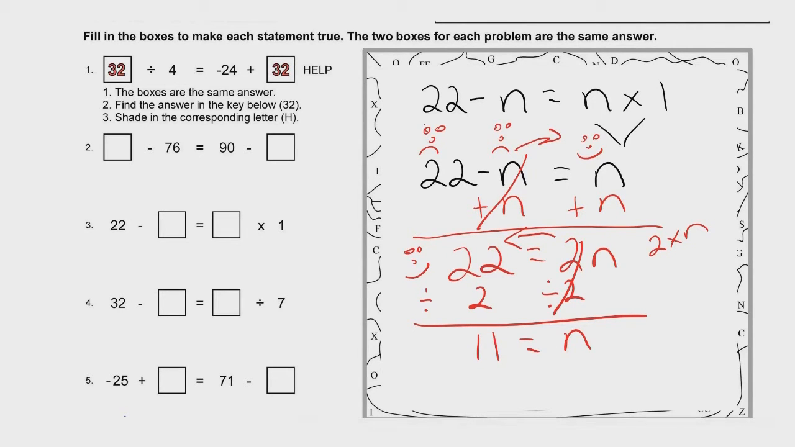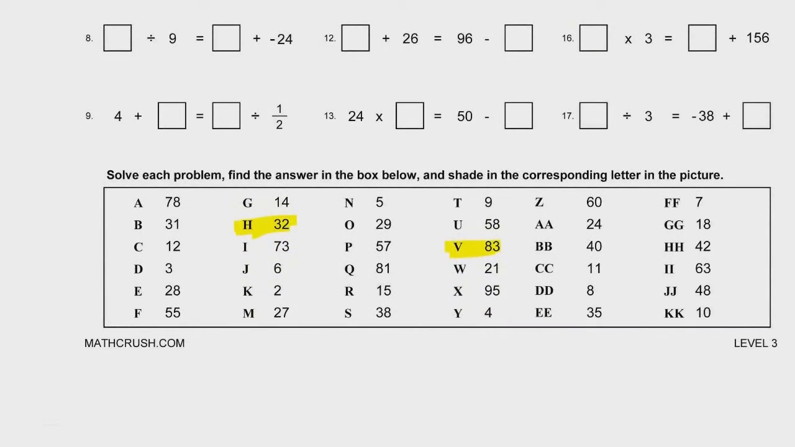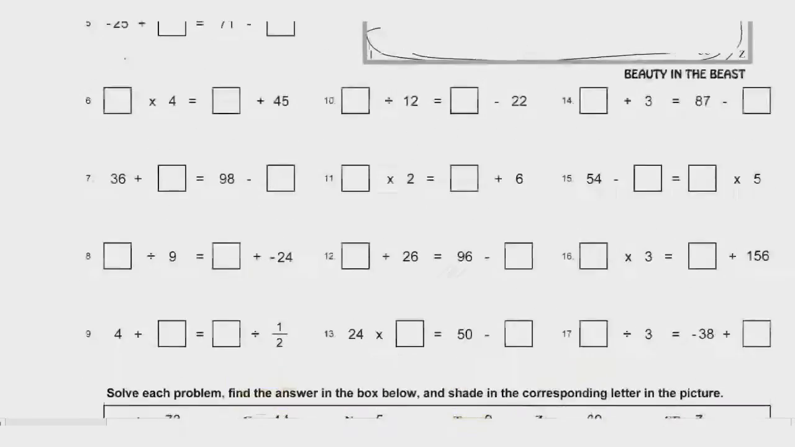And if I come over here really quick and I put in 11 into our empty boxes, 22 minus 11 is 11, and 11 times 1 is 11. The answers are the same, the equation is equal, or the statement is true. So we got it. So we're going to come down here and find 11. And 11, 11, 11 is CC. See? CC. All right, and you come back up here and shade in all the CCs.